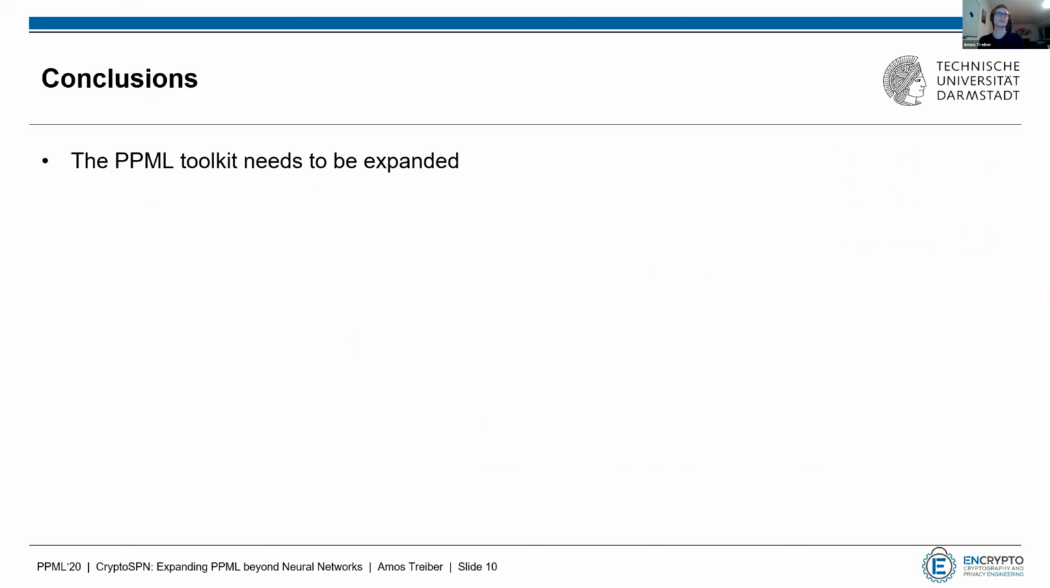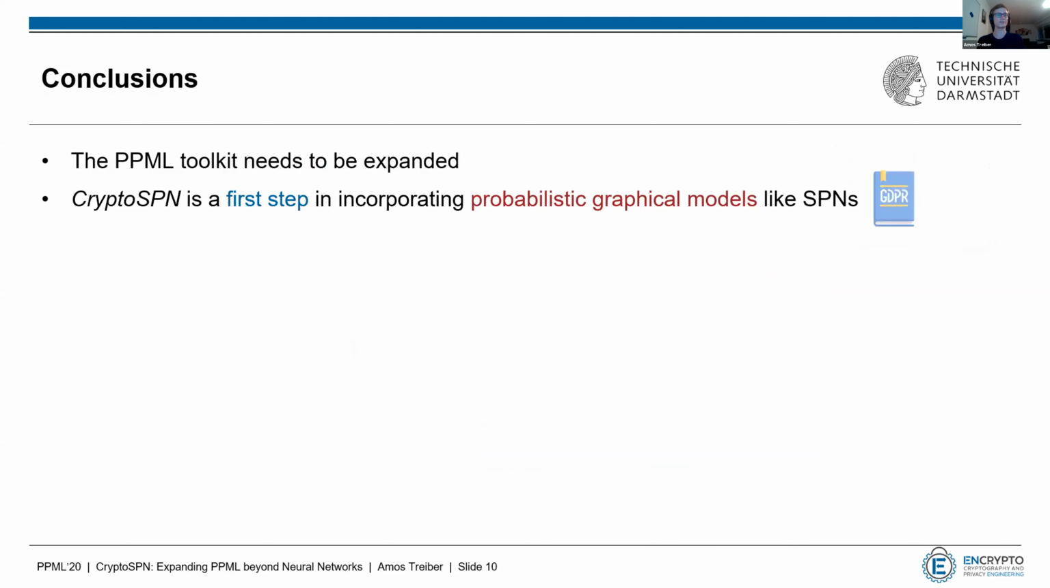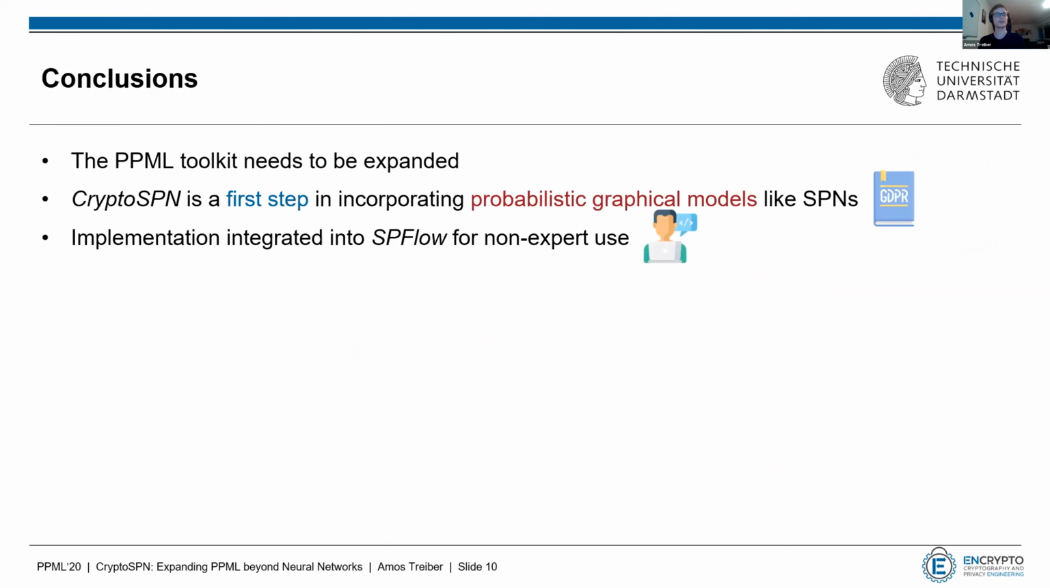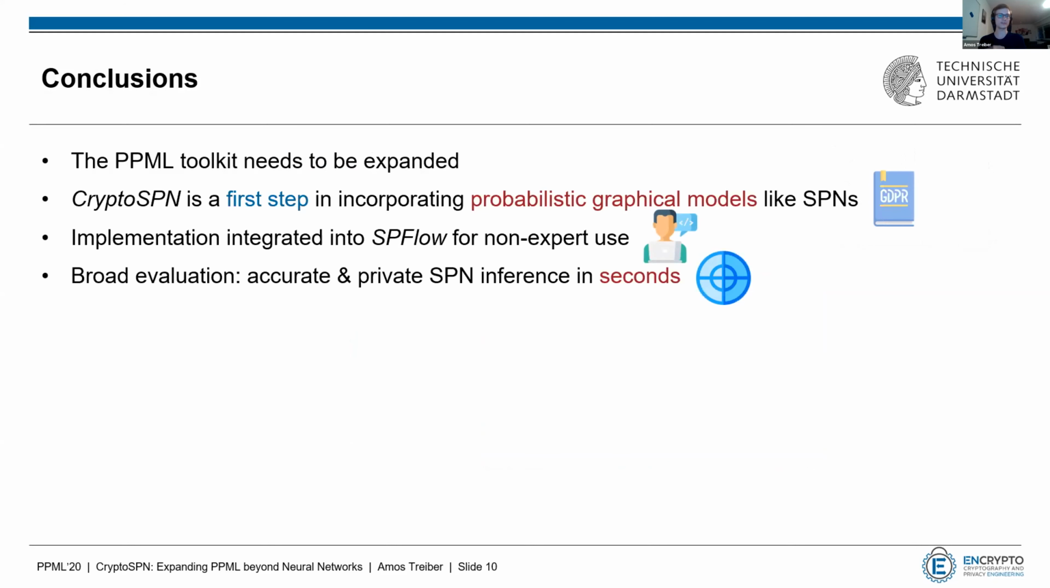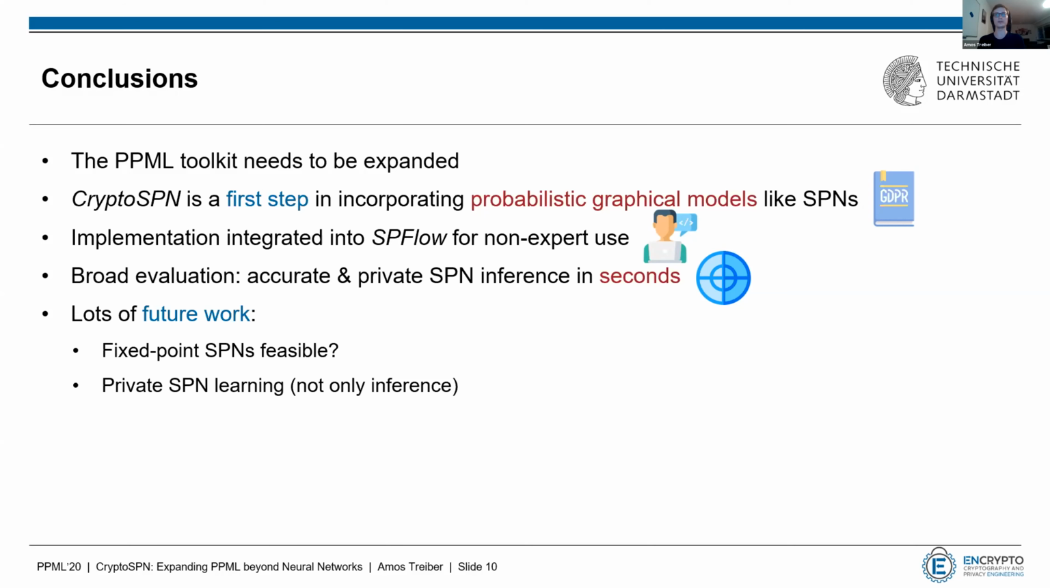So in conclusion, we have seen that the PPML toolkit needs to be expanded, and CryptoSPN is the first step in incorporating probabilistic graphical models such as SPNs. We implemented it and directly integrated it with SPFlow for expert use, and we performed a broad evaluation that shows that accurate and private SPN inference is possible in seconds. Still, there's lots of future work ahead, like investigating the feasibility of fixed point SPNs and also private SPN learning.